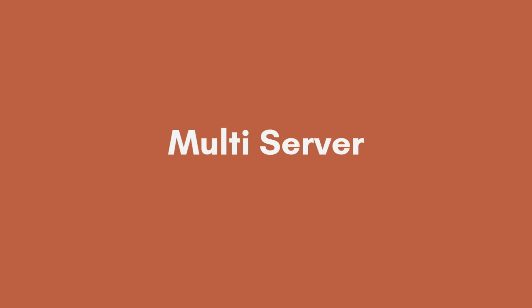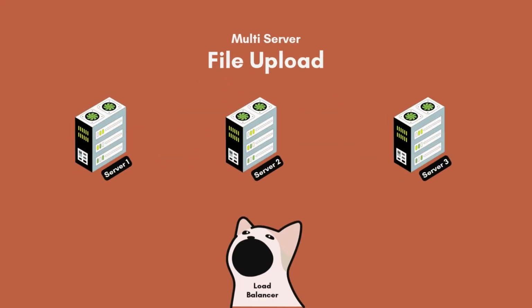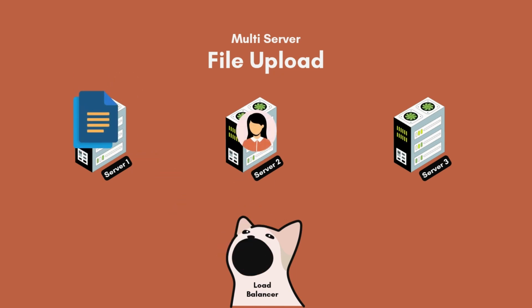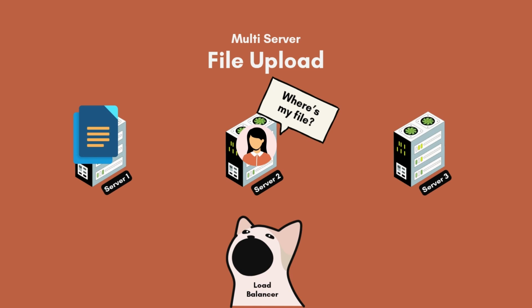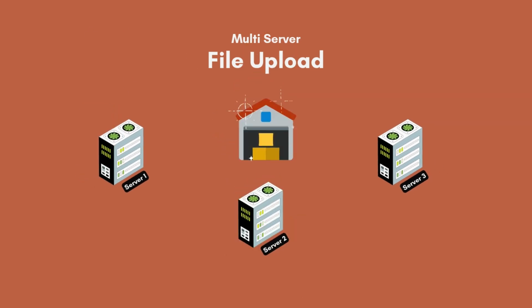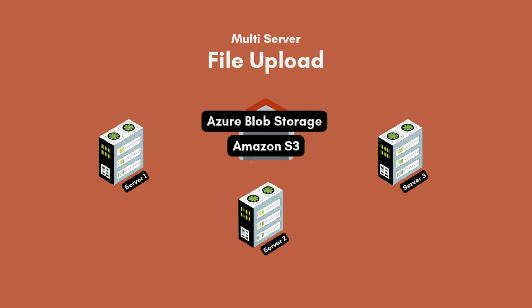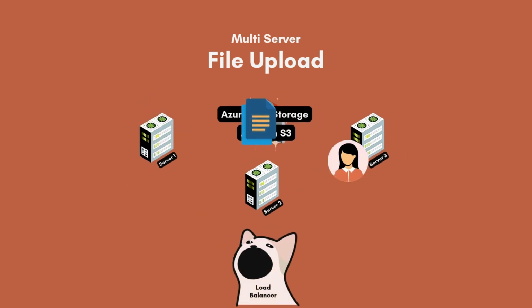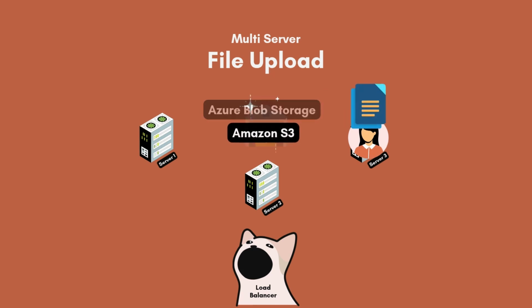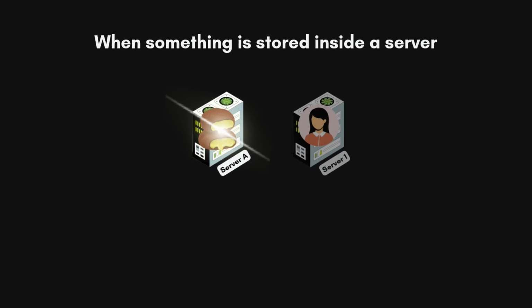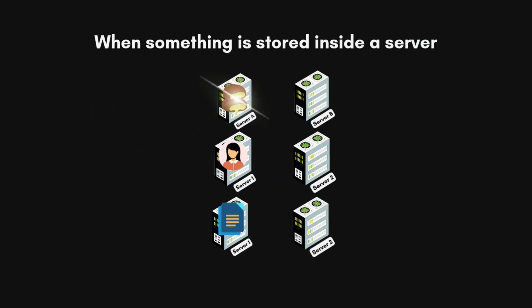File uploads create another common problem. A user uploads a file, and server 1 saves it locally. Later, another request is routed to server 2, which has no copy of that file. Suddenly, the file appears to be missing. This is why production systems typically store files in centralized storage services, such as Microsoft Azure Blob Storage or Amazon S3.